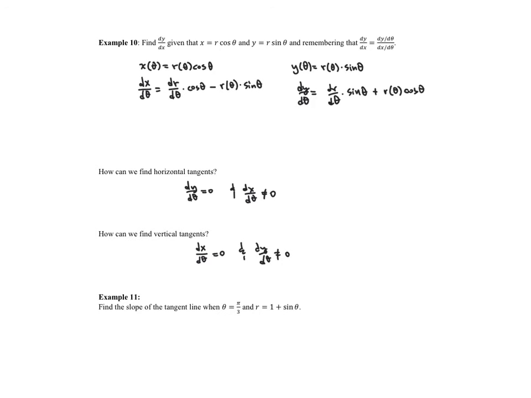All right, so let's take an example here. It says find the slope of the tangent line when theta equals pi over 3 and r equals 1 plus sine theta. Now, I don't know what this graph looks like, but I can find dy dx. So first I'm going to find y in terms of theta. So y, of course, is r times sine theta. So y will be 1 plus sine theta times sine theta. We'll find the derivative in a moment.